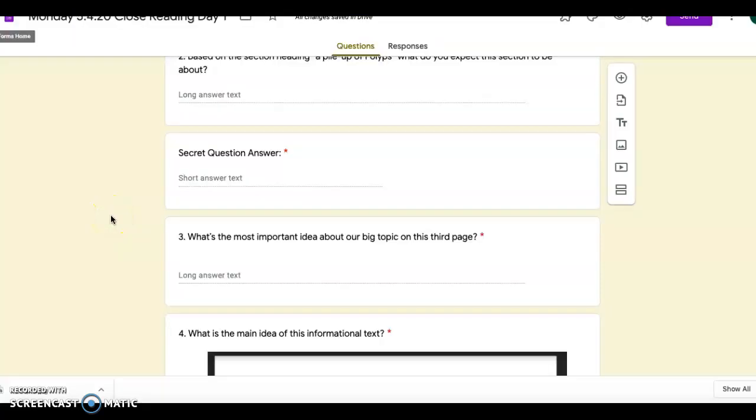Now that we've read that 3rd page, answer question number 3. What's the most important idea about our big topic on this 3rd page? Remember our transferable takeaway around subheadings, helping us preview the section we're going to read, and it also is like a little summary of what you read. So go ahead and look at page 3. What's the most important idea about our big topic on this 3rd page?